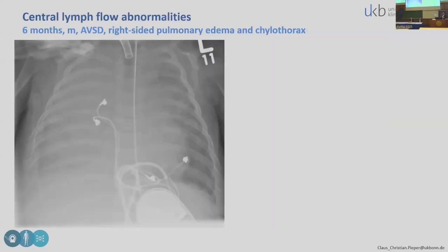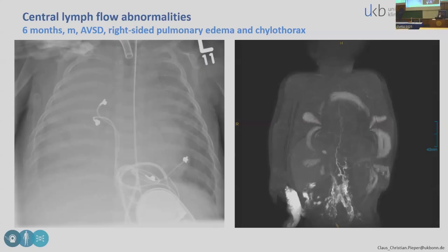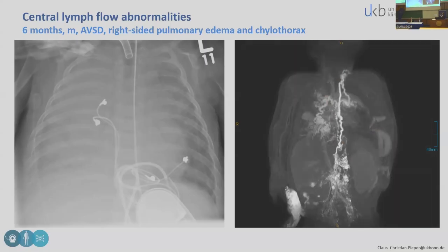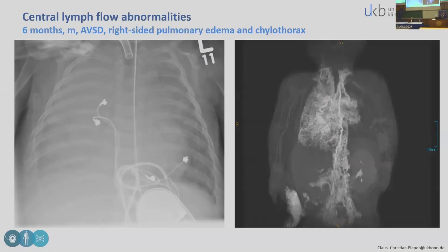In my last case, just to show you what extent of changes you can see in these patients, was a small boy, 6 months old, with more or less unexplained right-sided pleural effusion and extensive pulmonary edema. And when you look at the central lymphatic system, you see that it's dilated and you see massive reflux, more or less exclusively into his right lung and his right pleura, explaining the problem.